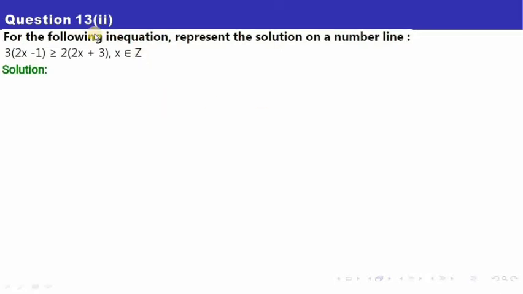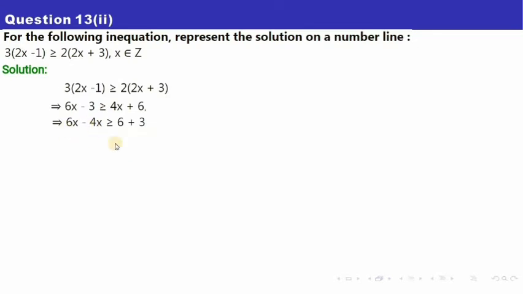Let's take another question. Again, my replacement set is Z, so I'm taking 13 sub number 2. Okay, so this is the given inequation. So let's open up the bracket. So multiplying by 3 here, 3 2s are 6, 3 1s are 3, 2 2s are 4, 2 3s are 6. All right, so if you want to get this 4x out here and this 3 over there, that also can be done. So if I do that, then I'll get this.